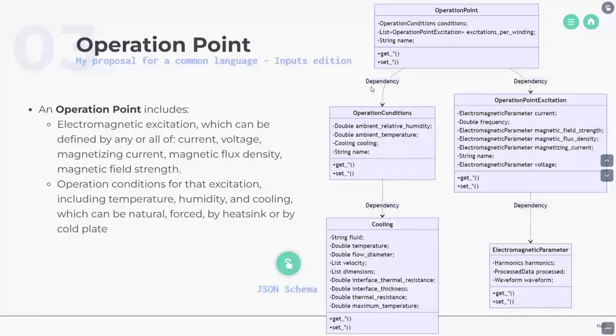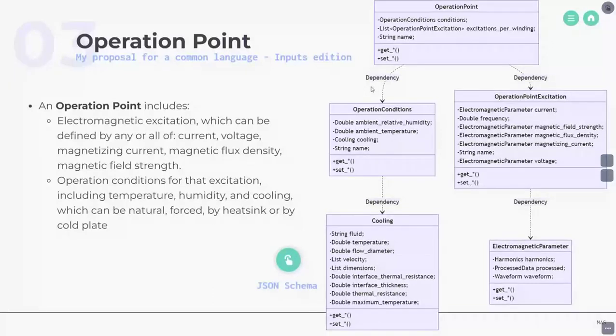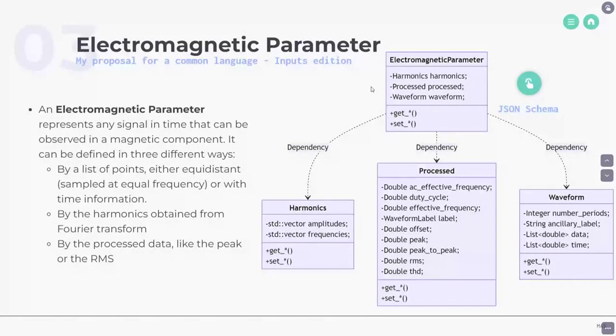If we take a look at this electromagnetic parameter, it's not the best name ever. If any of you has a proposal for how to name a parameter that is used for defining currents, voltages, flux densities, whatever, please contact me and send me your proposal, because I'm not really happy with the name. But okay, for now we call it electromagnetic parameters, and it's used, as I said, to define any signal in the magnetic.